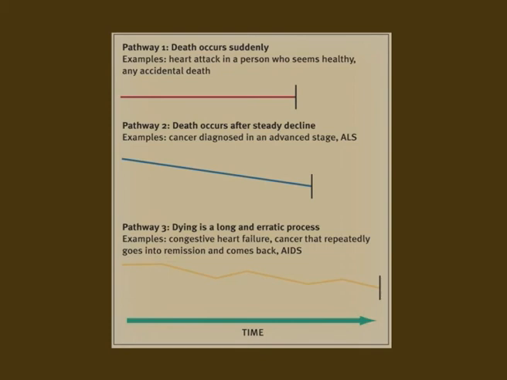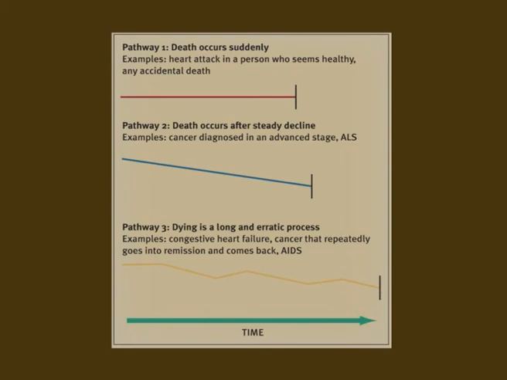Now, dying trajectories were suggested by Glaser and Strauss in the 1960s in their pioneering work on dying people. These dying trajectories are not only useful for the physician, they are also useful to educate the dying patient and the family of the dying patient. There are three types of dying trajectories, which you can see in the figure.